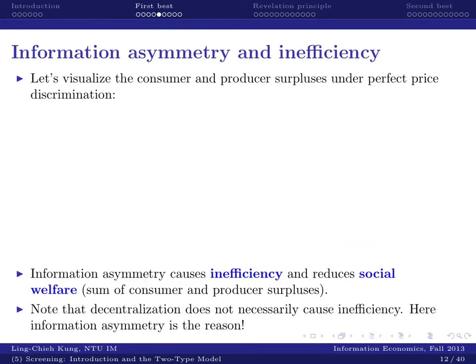What's more interesting is that here we have decentralization, and decentralization itself does not necessarily cause inefficiency. Okay? If there is no information asymmetry, if the producer uses perfect price discrimination, then social welfare is maximized. There is no inefficiency. Here, only information asymmetry introduces this inefficiency.